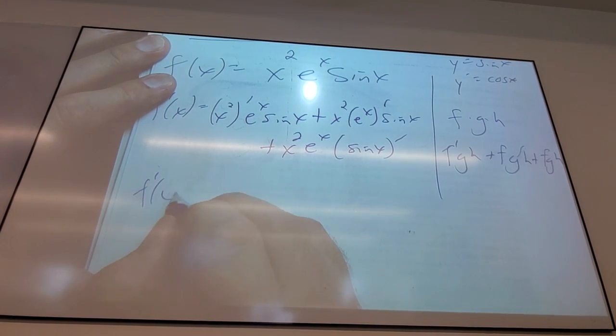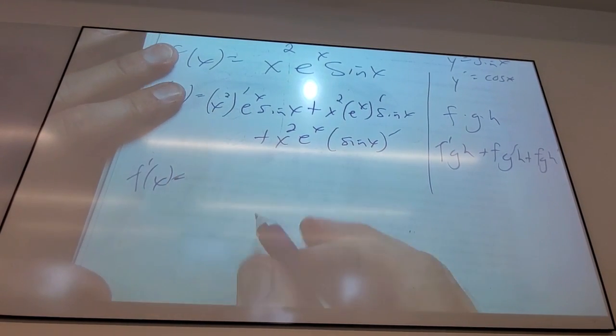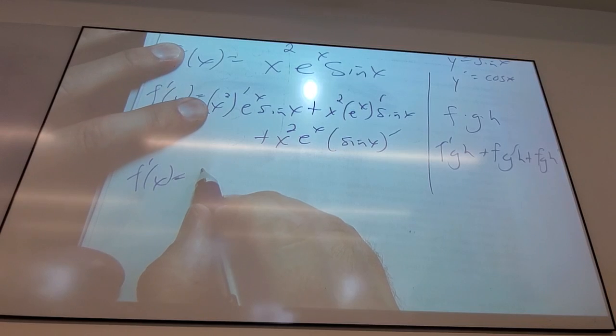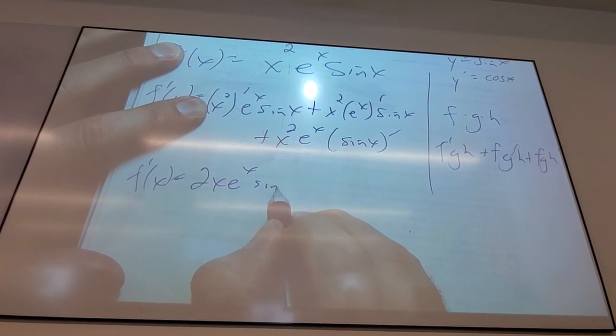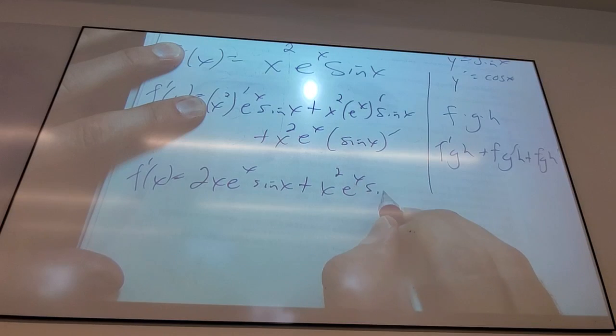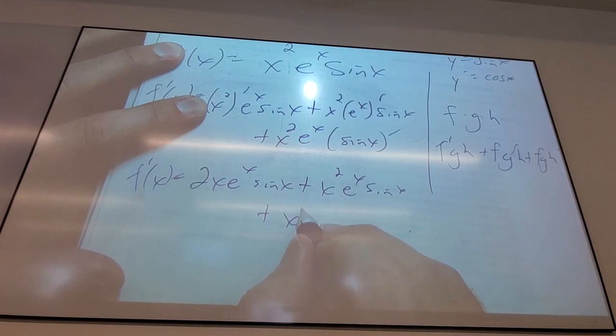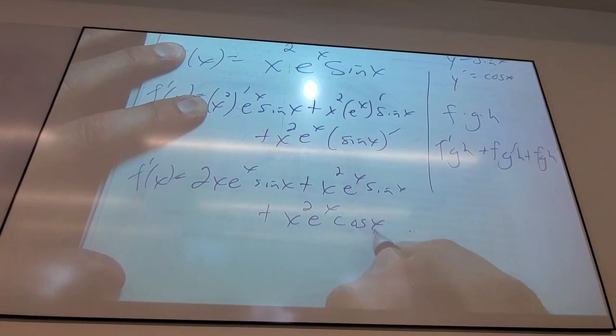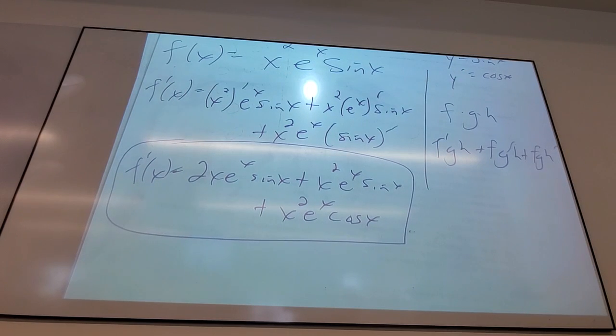So now you just do all the derivatives you highlighted for yourself. The derivative of x squared, the derivative of e to the x is e to the x, and the derivative of sine is cosine.